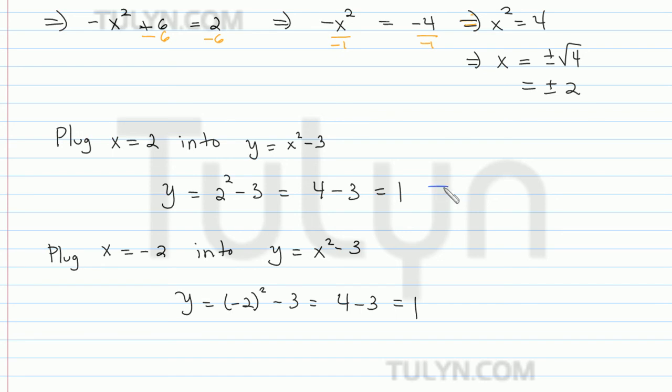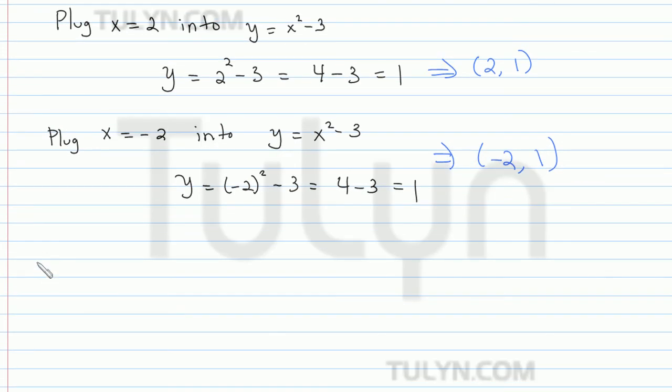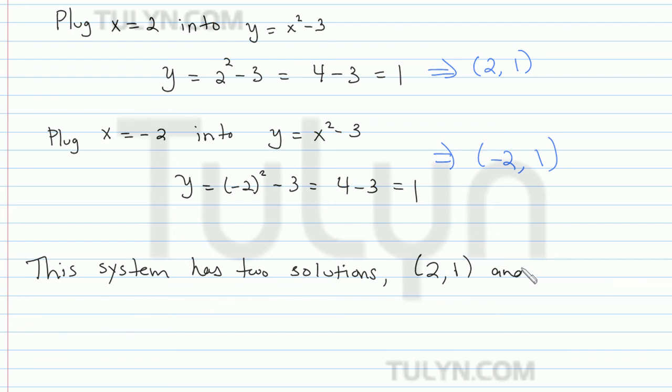So for the first set, we end up getting the solution 2, 1, right? X is equal to 2, y is equal to 1. And for the second, we get negative 2, 1. So this system has two solutions. Namely, at 2, 1 and at negative 2, 1.